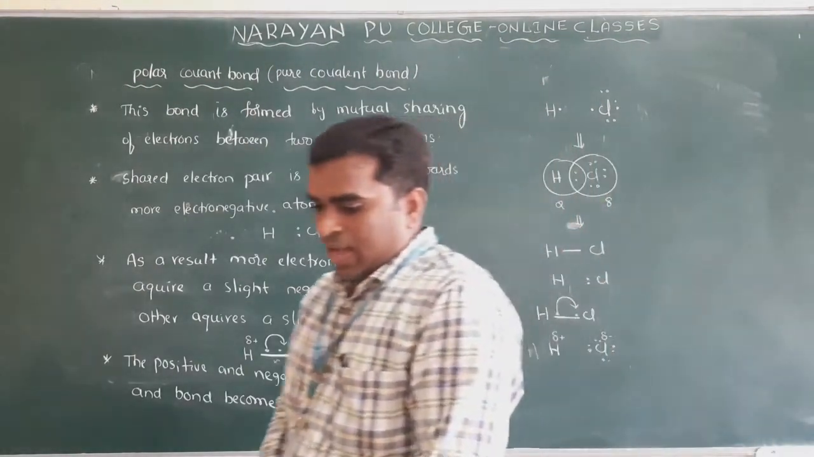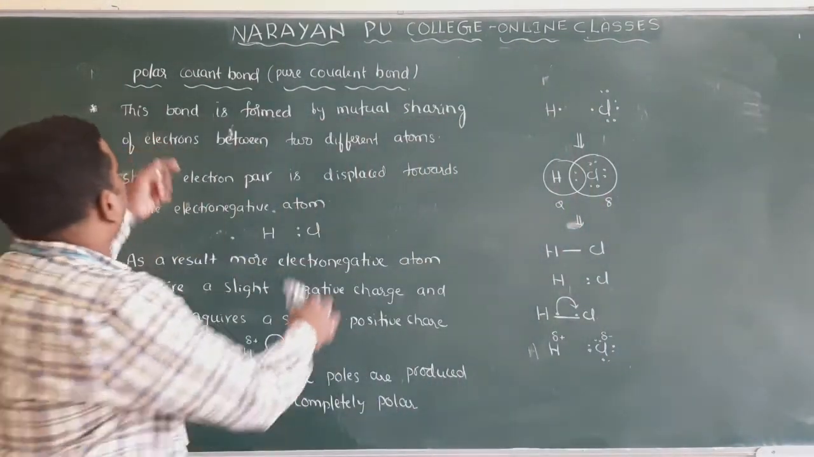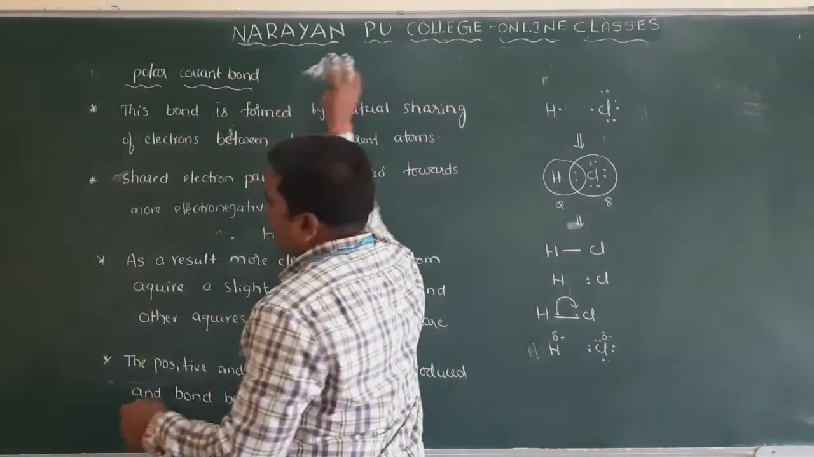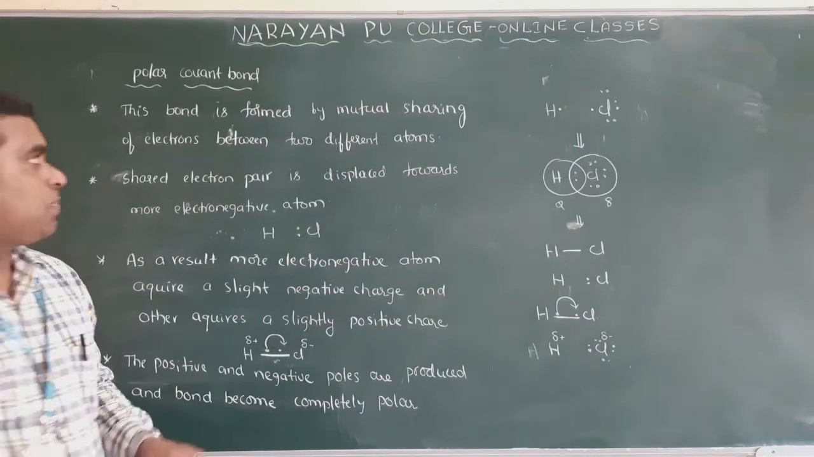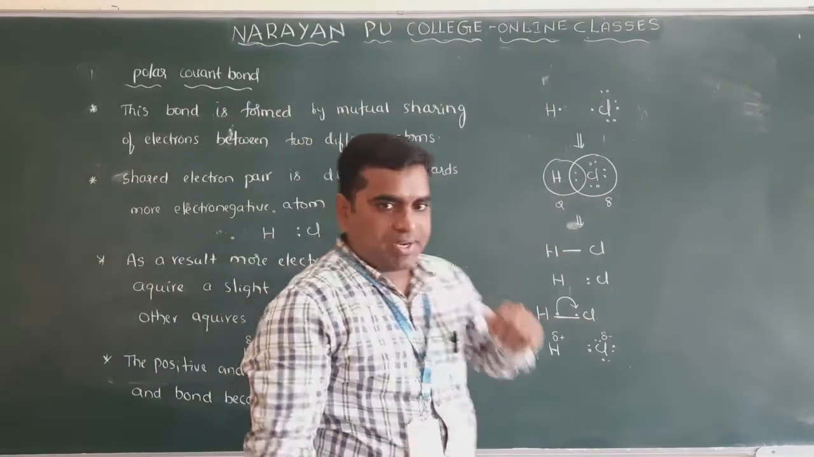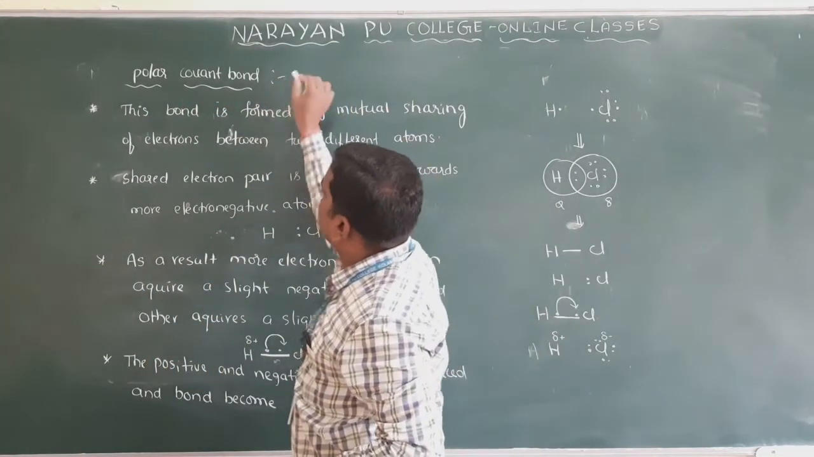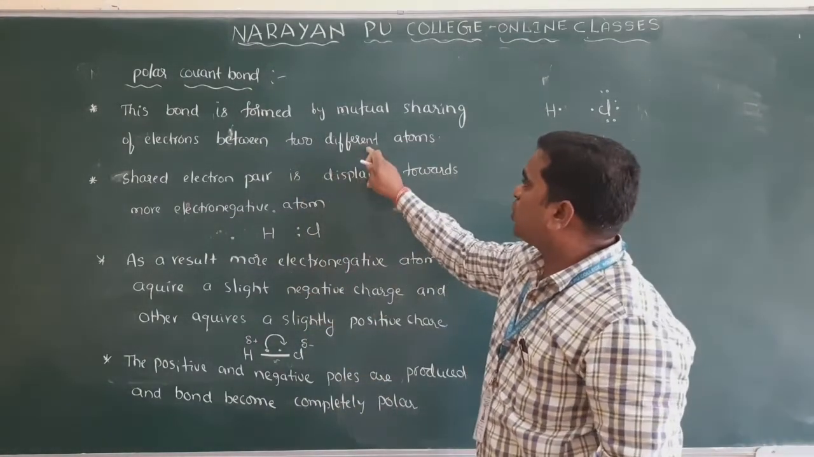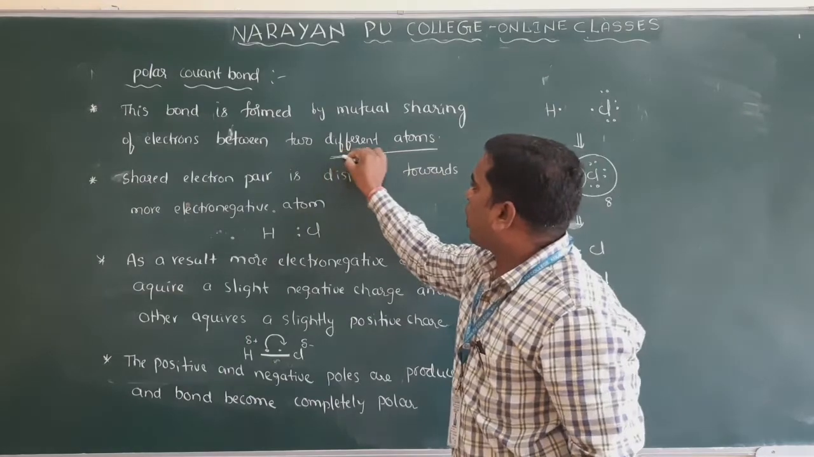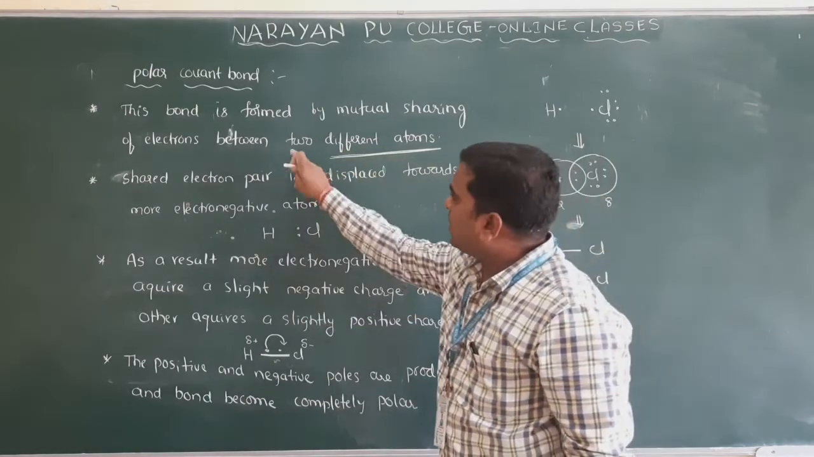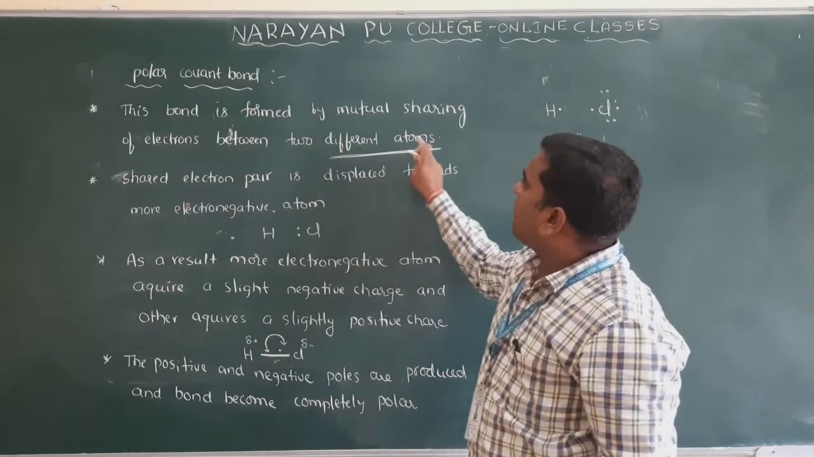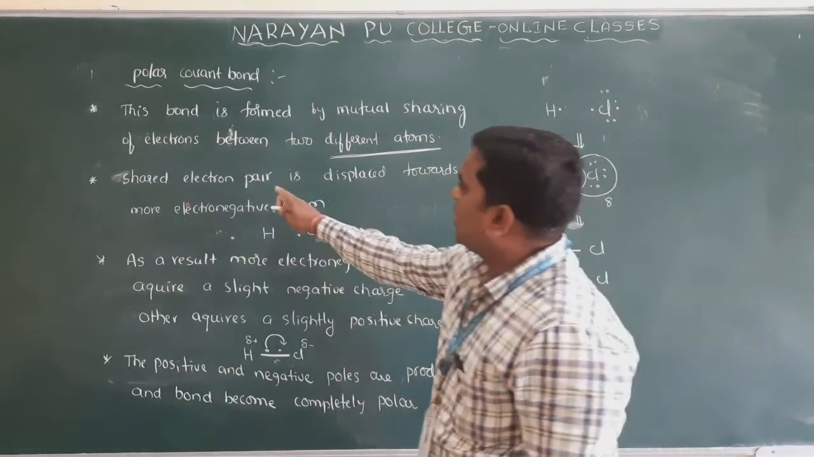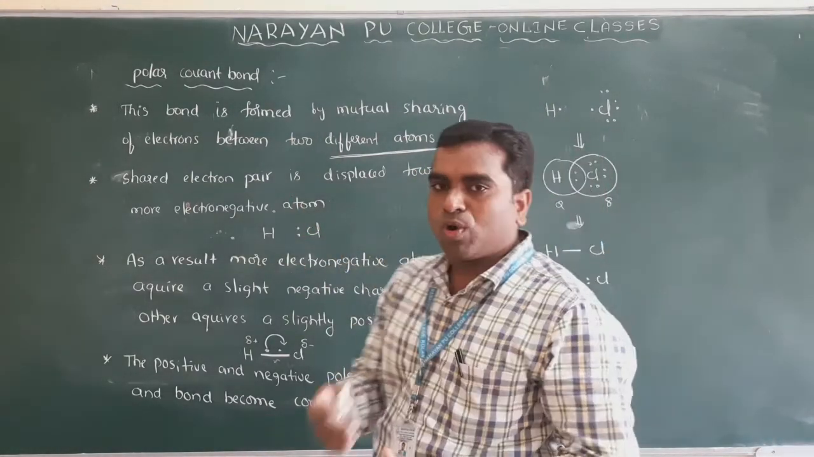So here I have written, next one is polar covalent bond. Non-polar covalent bond we have discussed, and I already explained what the polar covalent bond is. The bond is formed by the mutual sharing of 2 electrons between 2 different atoms. Non-polar covalent bond is between 2 same atoms or similar atoms. I already mentioned the shared pair of electrons is displaced towards the more electronegative atom.